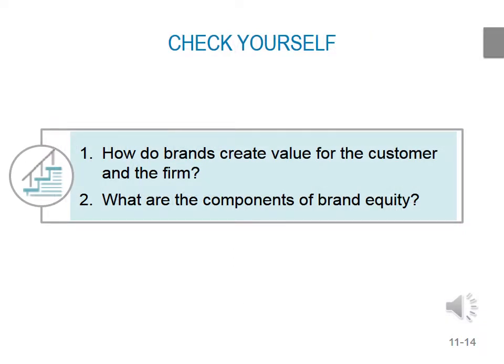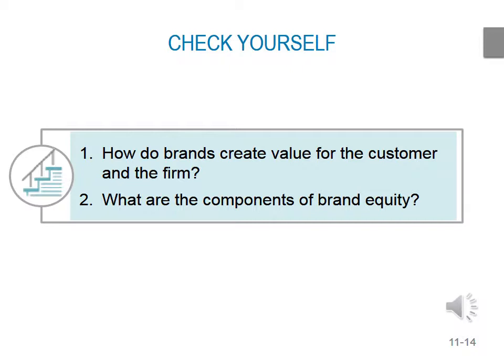Students, how do brands create value for the customer and the firm? Brands facilitate the consumer search process. They are also valuable in a legal sense and can lead to lower marketing costs because the brand and its associations help sell the product. Lastly, brands have real market value as a company asset.